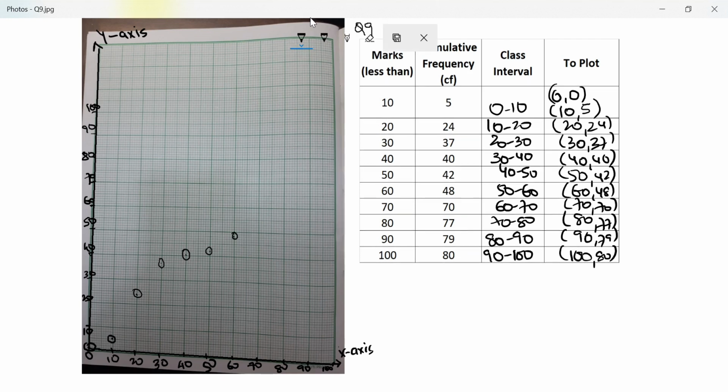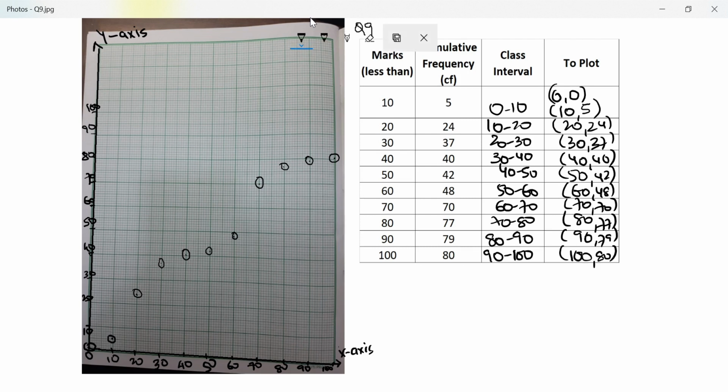Next is 60 with 48, 8 small lines after 40. Next is 70 with 70. Next is 80 with 77, so that's 7 small lines after 70. Next is 90 with 79, and 100 with 80.